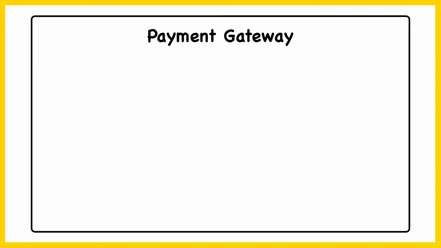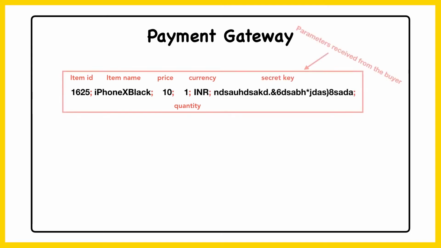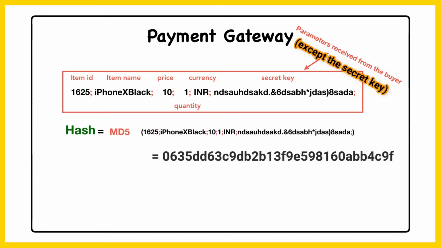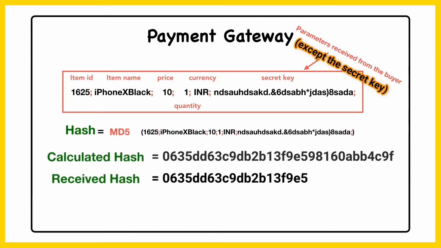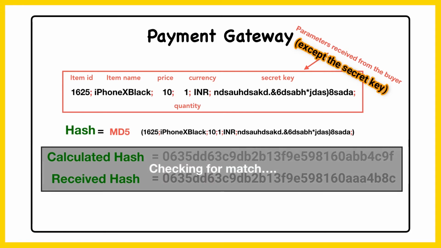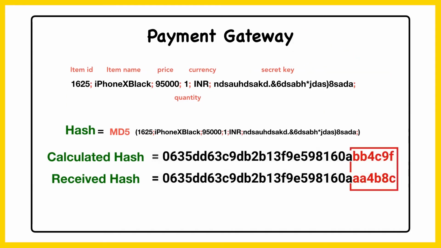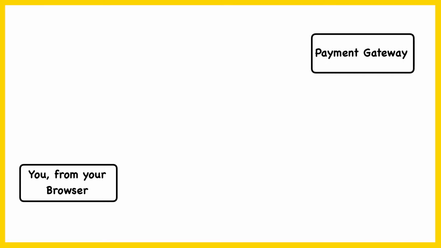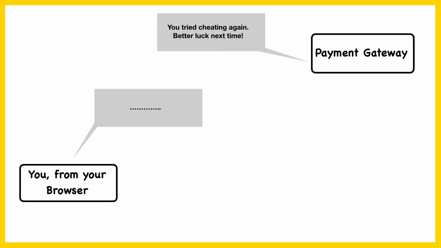Since they know the shared secret key, they take all the parameters again like the item ID, price, quantity, etc. and then they append this shared secret key to the string and then use the same hashing algorithm as used by the seller to hash the whole string. It finally compares this calculated hash with the hash received from the user's web browser. If the hashes match, it means that no parameters are tampered or modified. But if the hashes do not match, it means that the parameters are tampered and hence the payment will not be accepted, hence preventing the bad guys.